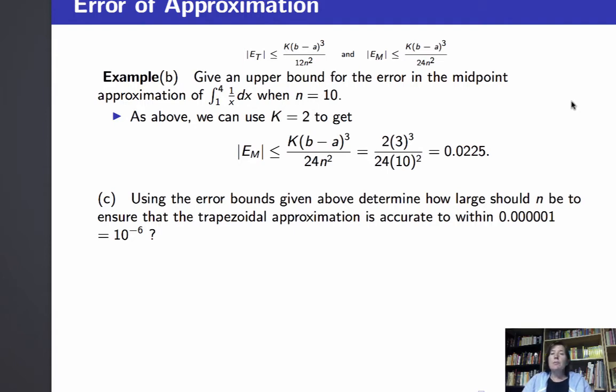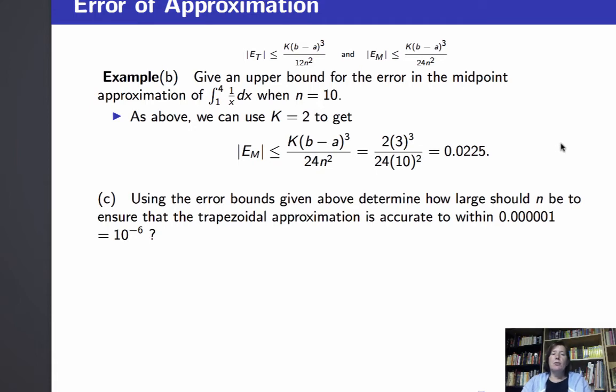So it's clearly going to be a smaller upper bound than for the trapezoidal rule because the denominator here is larger than for the trapezoidal rule. So we end up with 2 times 3 cubed over 24 times 10 squared, which is equal to 0.0225. Now again, this is just an upper bound for the error. It's not equal to the actual error, and more than likely it's quite a conservative upper bound for our error.